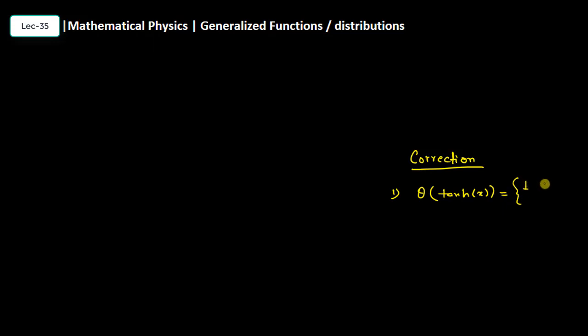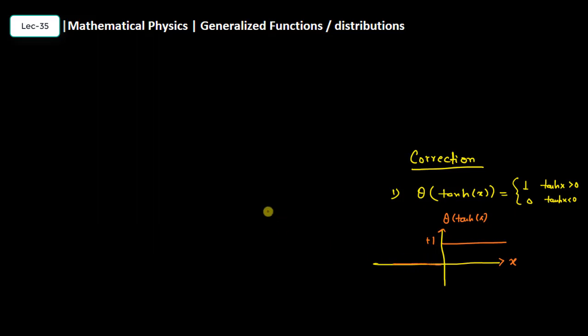This function will be 1 when tan hyperbolic x is greater than 0, and it will be 0 when tan hyperbolic x is less than 0. This is by definition. So how should the plot look? If this is theta of tan hyperbolic of x and this is x, then for this whole region tan hyperbolic is positive, so it gives the value +1, and for this region tan hyperbolic is negative, so it gives the value 0.